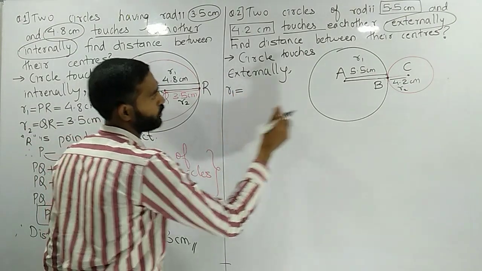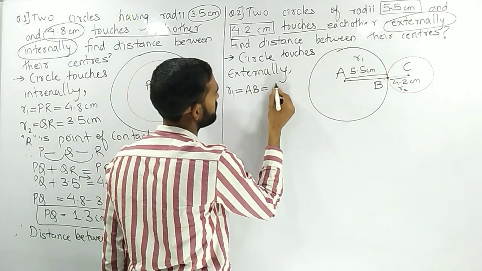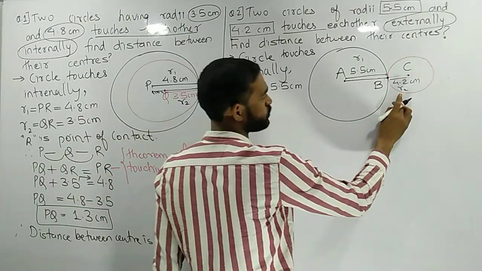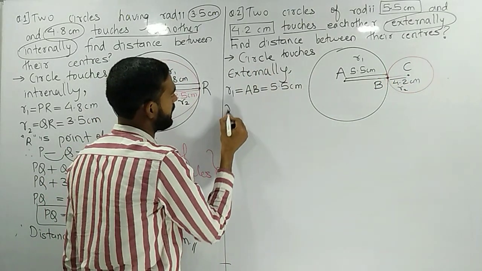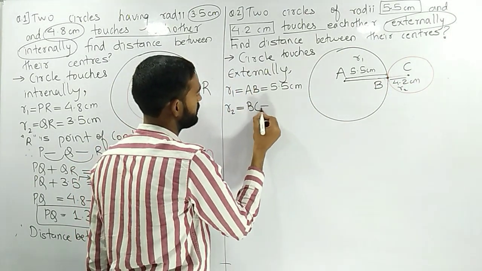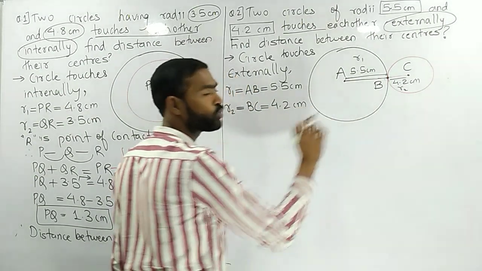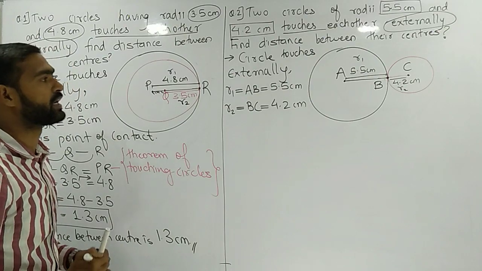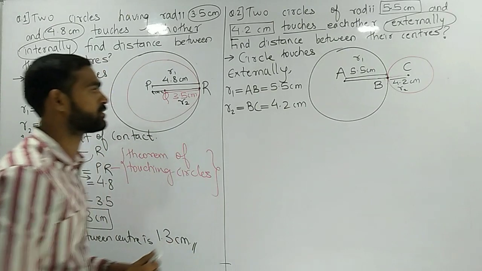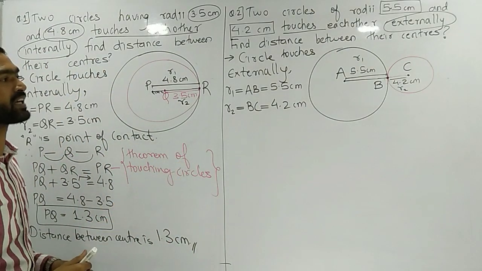Clear everyone? So let's start writing. As you can see R1, my R1 is AB, distance 5.5 centimeters. Second radius R2, this one, the name is CB or BC, and the measurement is 4.2 centimeter. Now, since we know circles touch externally, we'll apply the same theorem, the theorem of touching circles.